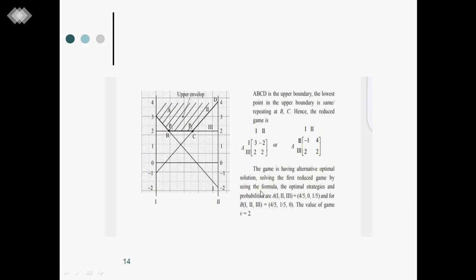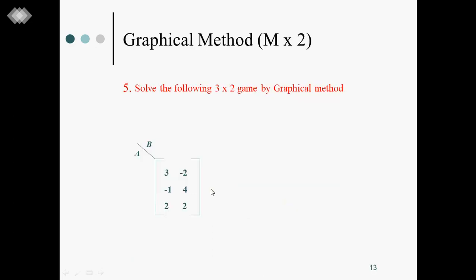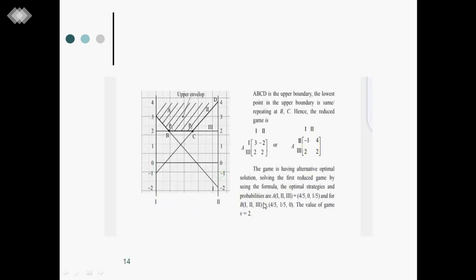Solving the first reduced game by using the formula, the optimal strategies are like this. Why do you have to call 1, 2, 3 again? Basically the row player has three strategies, so you call the probabilities x1, x2, x3. For the B player, y1 and y2. So that is 4 by 5. Strategy 2 is deleted, so that is 0 in this case. 1 and 3 have come, so then 1 by 5. The sum of the probabilities is 1, you can notice. And for B it is 4 by 5, 1 by 5 and 0, because the third strategy is not there from B's point of view.